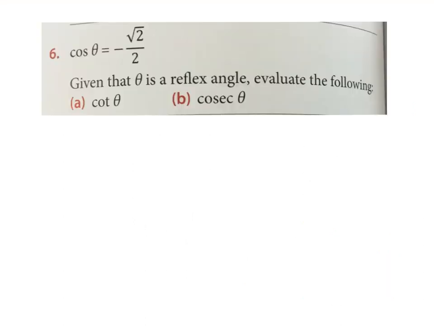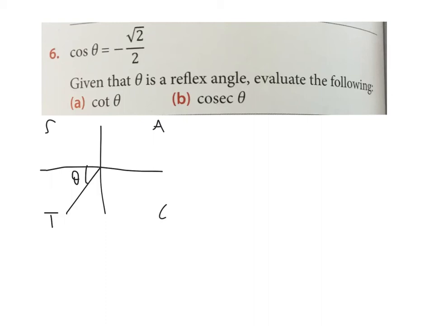Okay, last one. Example 6, cos theta equals minus root 2 over 2. Given that theta is a reflex angle, calculate the following. So if we draw a CAST diagram, C, A, S, and T, theta is a reflex angle, so it's either going to be in T or in C. You know in this question that cos gives a negative answer. Cos is negative in here, it's positive in this one. So it must be that angle there.